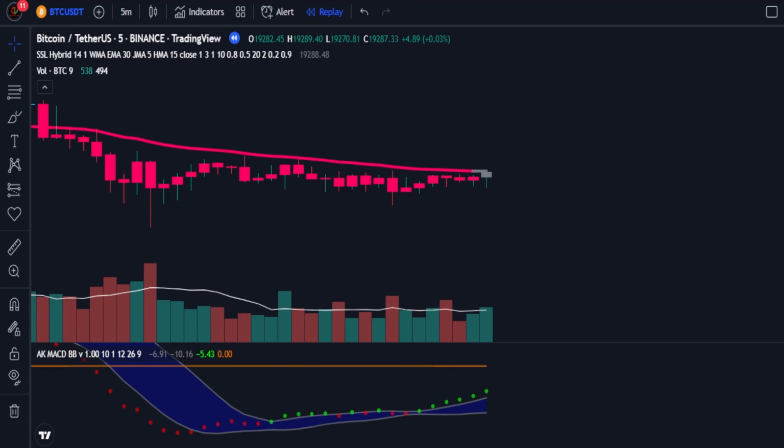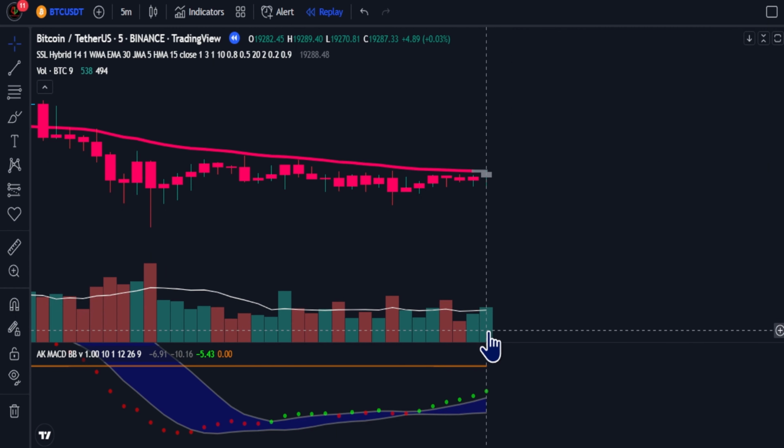Now let me show you how to enter in a short position. First, the candlesticks must trade below the EMA line. This means we are in a downtrend. Second, we will wait for the pullback to EMA line. But to make sure that the pullback is valid, the candlestick must change its color to gray or green.